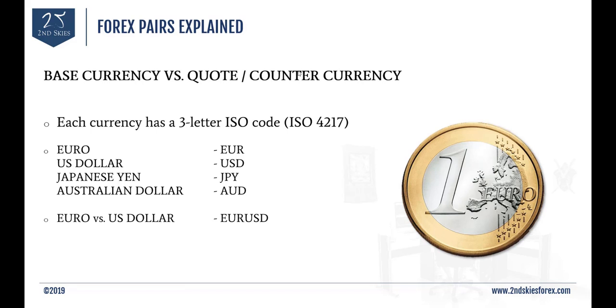So, for example, the euro is going to be known as EUR. That's its 3-letter code. The US dollar, USD, United States dollar. Japanese yen, JPY, Japanese yen. Australian dollar, AUD, Australian dollar. So every currency has its own 3-letter code.